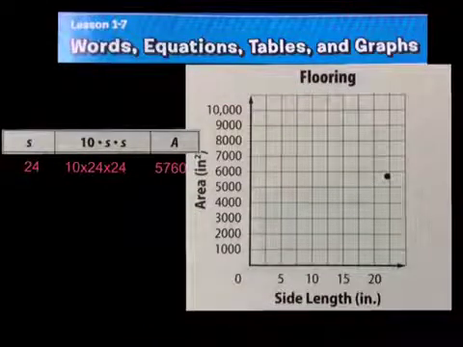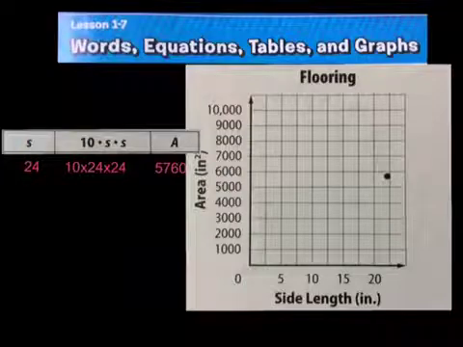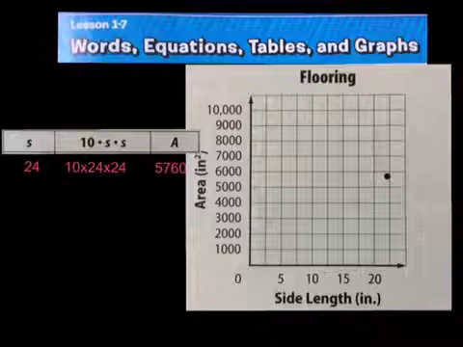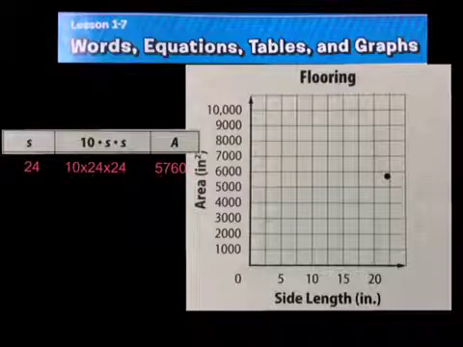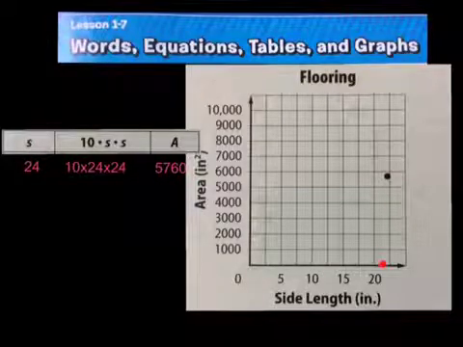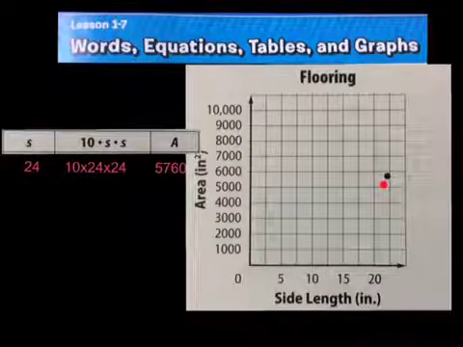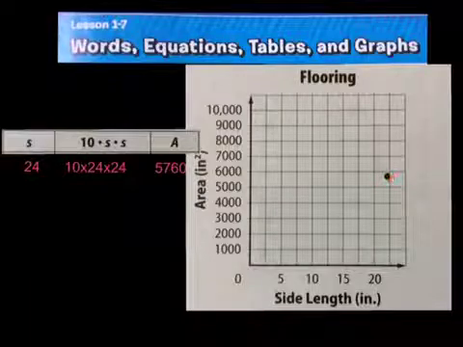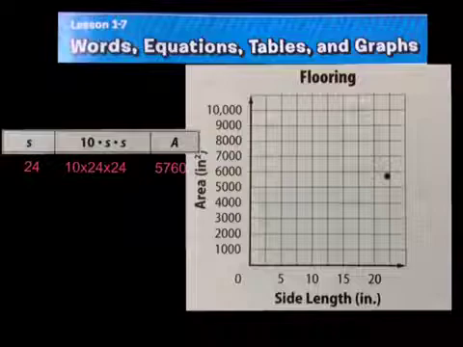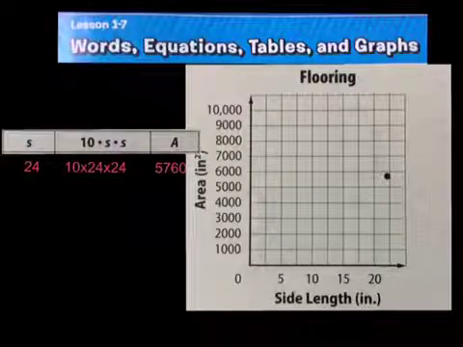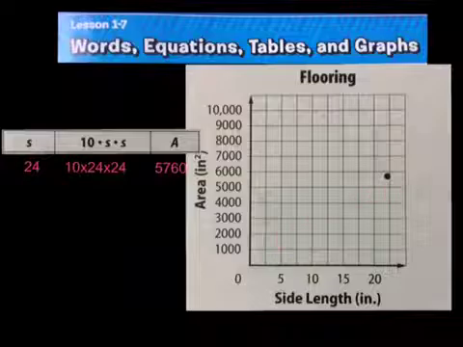value, our sides, our domain is 24, so we go along down to 24. Here's 25, so just before it, 24. And our area is 5,760, so we go all the way up past 5,000, over the half between 5,000 and 6,000, and we stop around there. And you can see that that's our point. I want you guys to go ahead and plot all the other ones, the 6, the 12, the 15 as well, okay? They'll be around here.